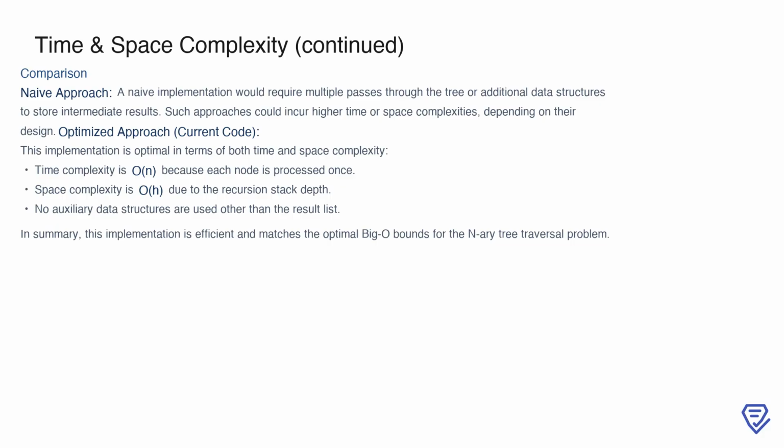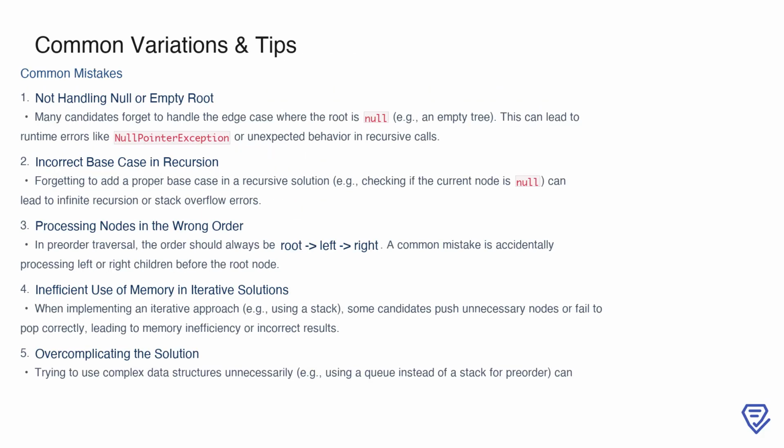In contrast, the current implementation is optimal. The time complexity is O(n), because each node is processed exactly once, and the space complexity is O(h), due to the recursion stack depth. Importantly, no auxiliary data structures are used, apart from the result list, which directly stores the output. This makes the implementation efficient and ensures it adheres to the optimal big O bounds for solving the N-ary tree traversal problem.